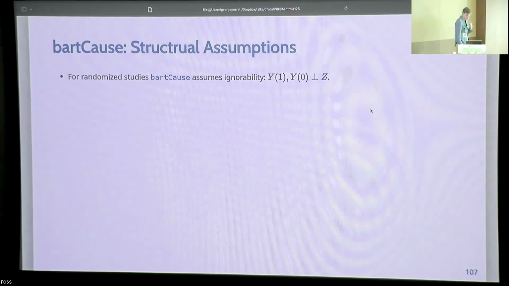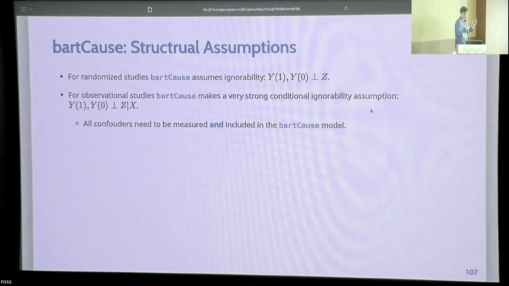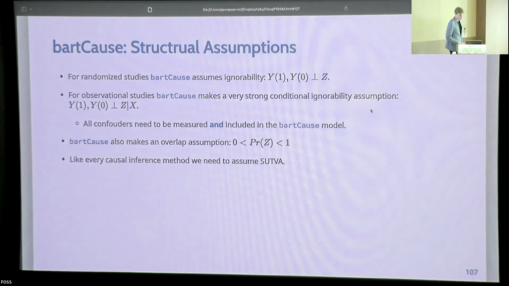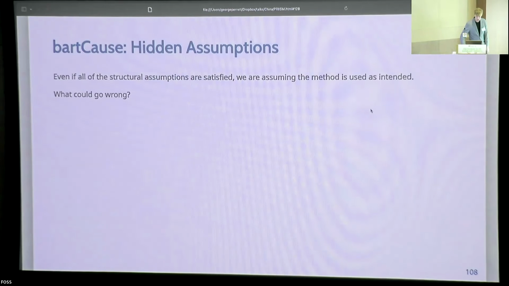Now, the structural assumptions we've already talked about. We've talked about ignorability in the randomized context and the observational context. An important thing about this ignorability assumption in the observational studies world is you have to have measured the things and actually know that you have to put all of them into the model. There are some other assumptions we make, but I'm going to skip through these things pretty quickly in the interest of time.